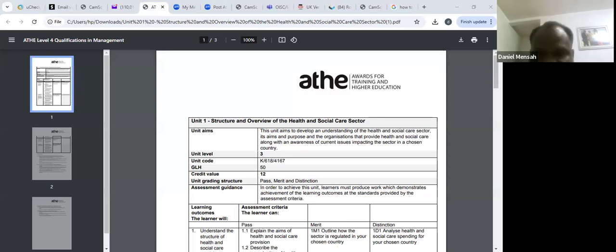Today, we will look into the level three qualification in health and social care. The unit we'll be looking at is the structure and overview of the health and social care sector. How does it function? What are the components and the units that come under the structure of health and social care? It's quite broad, but we hope to narrow it and tackle essential areas that will benefit learners and students who intend to take this course.